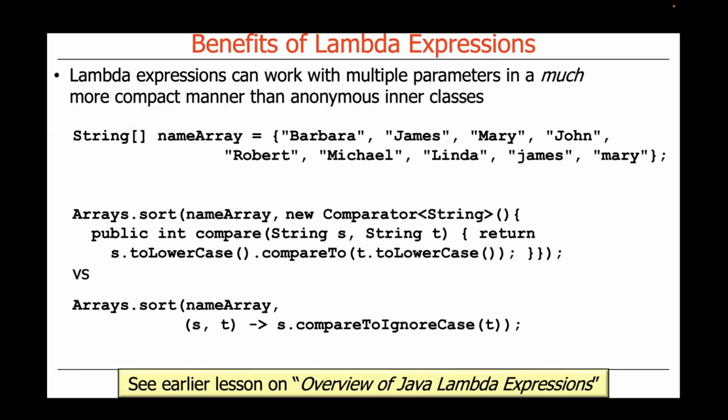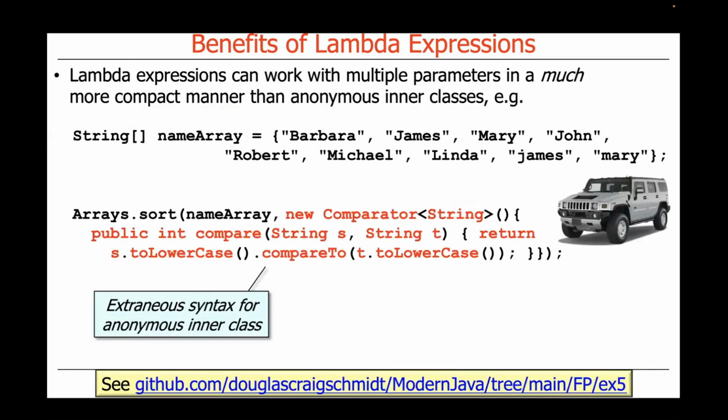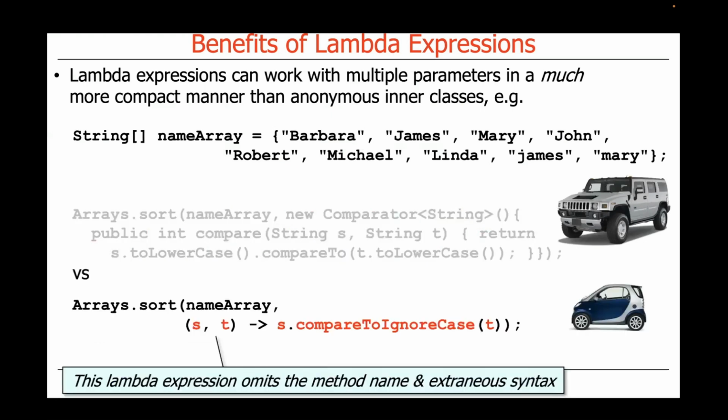So here's the example we're going to look at. This is going to demonstrate how you can work with multiple parameters much more compactly than by using anonymous inner classes. And we looked at this example briefly before. Now we're going to look at it in more detail. So again, we've got a bunch of names, and now we want to sort the names. Here's the old school pre-Java 8 way of doing a sort operation using a comparator and an anonymous inner class. And I think you'll agree with me that this is very, very verbose.